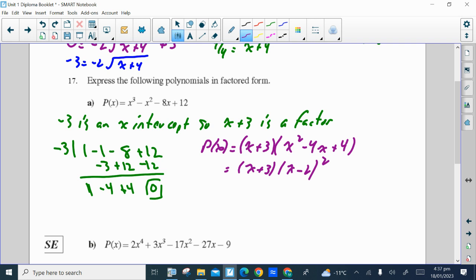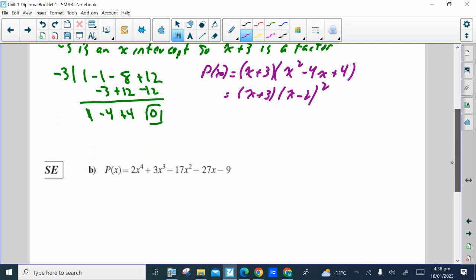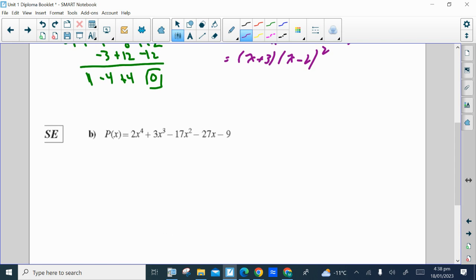So there's the factors. So again, the fact that you're doing this synthetic division, that's the algebra. The difference between this next one is that it's a fourth degree, so we're going to have to use synthetic division twice.